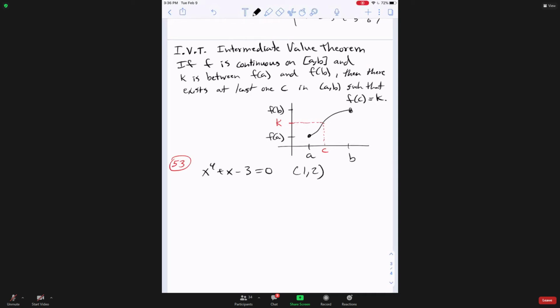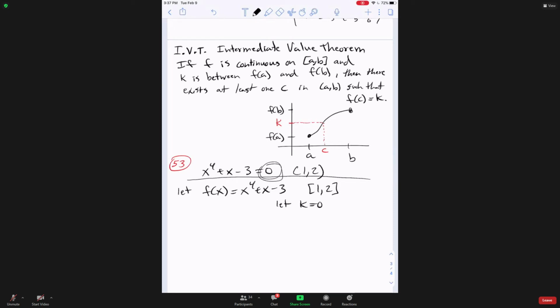So here's what you're going to do. You're going to say, let f of x equal x to the fourth plus x minus 3 on the closed interval 1, 2, because you need a closed interval. So here's how you do the problem. Everything above this line is what's given to you, and everything underneath the line is what I'm doing. So if f of x equals x to the fourth plus x minus 3, I'm going to let k equal 0. Why am I going to choose k to be 0? Because it's equal to 0 in the problem right here.